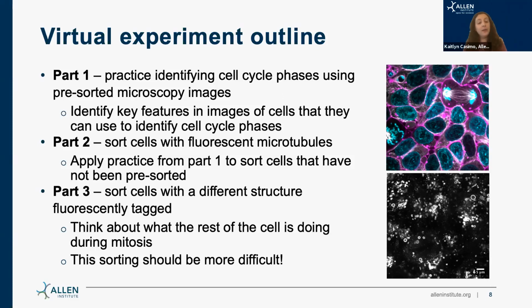And then in part 3 of the experiment, they're going to try to sort cells that have a different cell structure fluorescently tagged, something that isn't directly related to mitosis. This sorting should be more difficult. Students are not going to be asked to combine or do significant quantitative analysis on this data. It's about the experience of thinking about what is happening in the rest of the cell during mitosis.